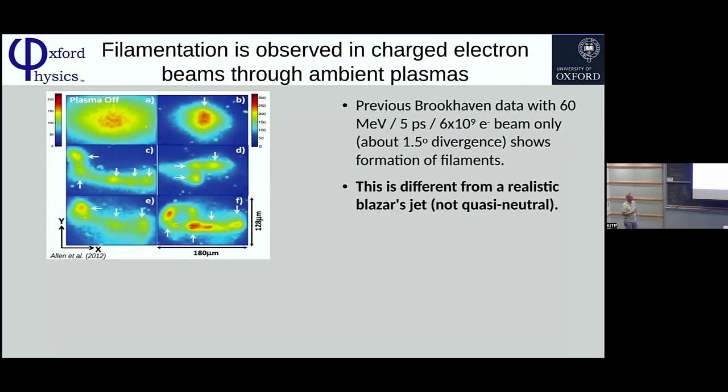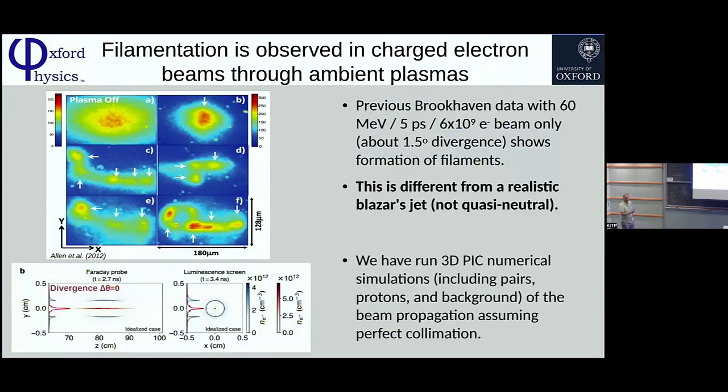And when we do this experiment, the first idea is to go back to what other people have been doing in the past. It's a group of Patrick Muggli that did experiments at Brookhaven with 60 MeV electrons. So these are electron beams. These are quite collimated beams, with 1.5 degree divergence. And they go through the plasma. You see here, with no plasma, and when it turns on the plasma, you see the formation of filaments. Again, this was predicted in numerical simulations. And also in our initial numerical simulations, we would predict the same thing.